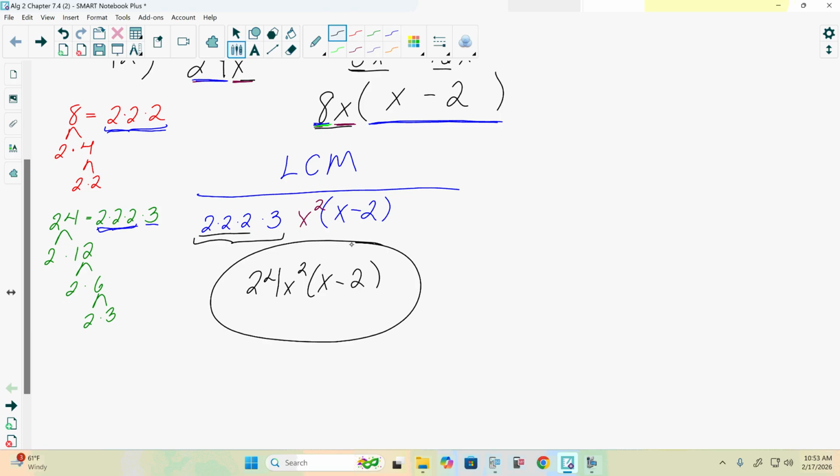It's not always going to work out that the least common multiple, the number outside the parentheses, is going to be the same as one of the two. It can be, or it's going to be bigger. Questions on these here? Okay.